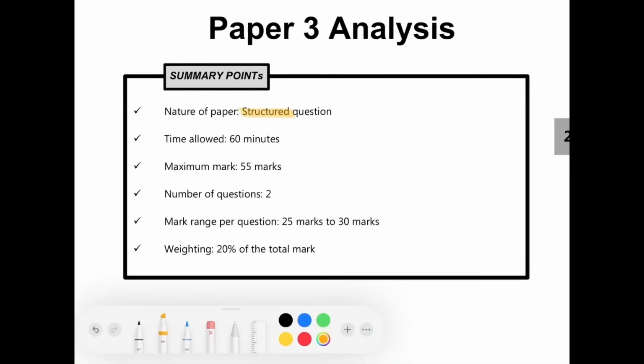And for the paper 3 exam, the time allowed would be 60 minutes, that would be an hour, and the full mark of the paper would be 55 marks. Usually, there are 2 questions in a paper 3 exam, and the mark range of each question would be from 25 to 30 marks. And the paper 3 exam will make up 20% of the total mark of the IBDP mathematics.